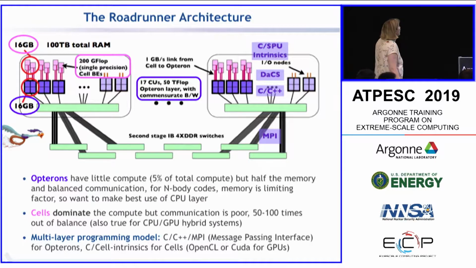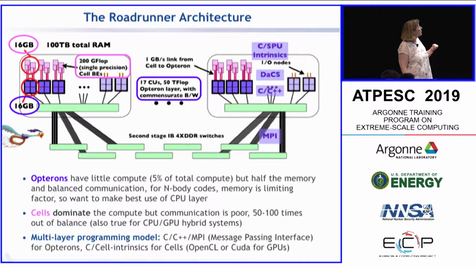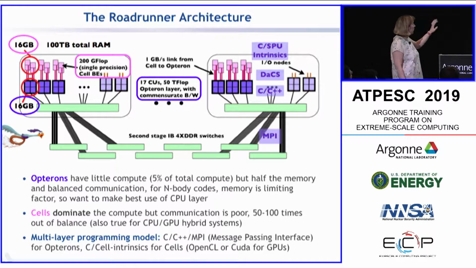And this is how Roadrunner looked. And I'll go through this pretty quickly since this is a dinner talk and you should enjoy your dinner. So Roadrunner basically has these two layers. The bluish dark purple one is the Opteron layer in this case for Roadrunner. It has 5% of the total compute, or it had, the machine doesn't live anymore. But it had half the memory, and it had balanced communication. So that was the part that everybody knew and loved in the supercomputing world.